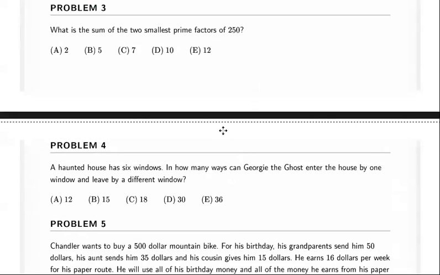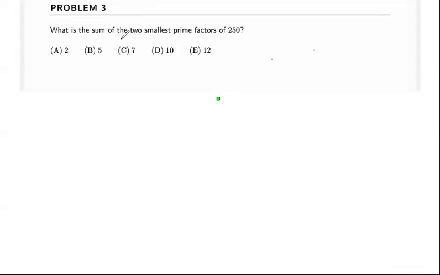Great, so here's the next one. Find the sum of the two smallest prime factors of 250. So the prime factorization is a really powerful tool, and some people use a factor tree. I don't like using the factor tree, so I just use the divisibility rules immediately. When you look at 250, it's obvious that it's 25 times 10, and 25 is 5 squared. And then 10 is 2 times 5.